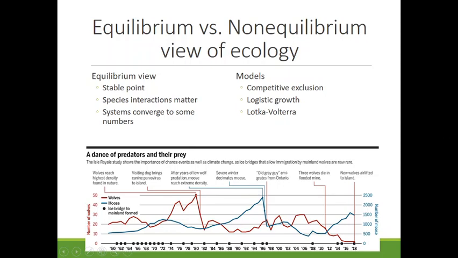Again, that's competitive exclusion, the logistic growth, and then Lotka-Volterra, a model we might get into in this class, looking at predator and prey and competition. We can see some of this equilibrium view in lots of data sets. This is the classic data set we've looked at before, wolves and moose on Isle Royale in the middle of Lake Superior, right?